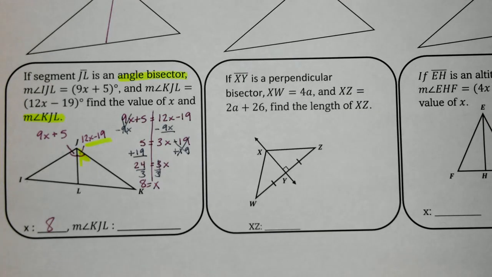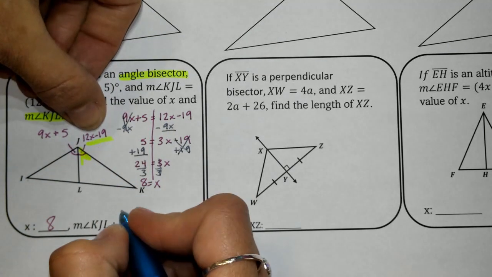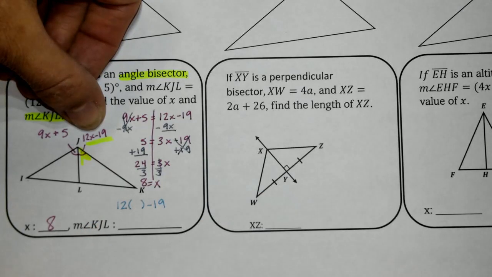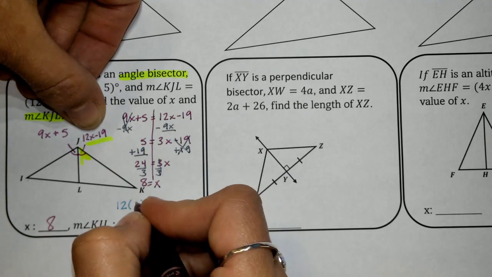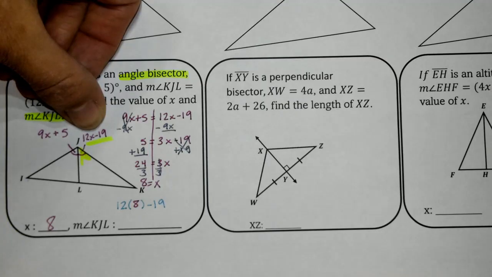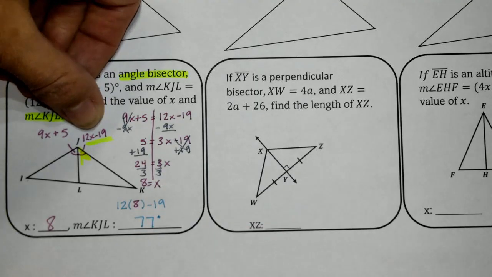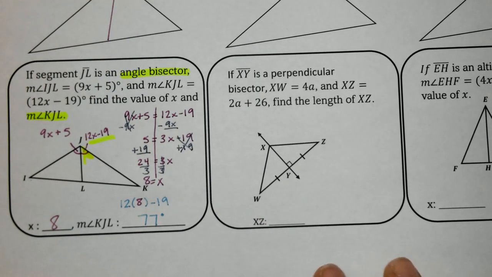You should have gotten 8. If not, please double check your steps. Now we did want the measurement of angle KJL, so we're going to take KJL, the 12x minus 19. We're going to take out x, and we're going to substitute in what x was, that 8. And when we put this into our calculator, 12 times 8, and then we subtract 19, we're going to find out that the measurement is 77 degrees. If you plug it into the 9x plus 5, you will also get 77 degrees.